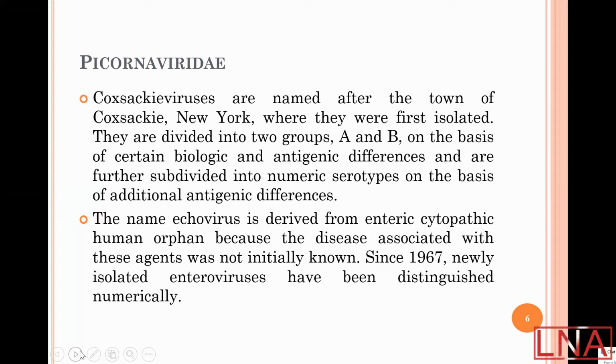The name echovirus, another group, is derived from enteric cytopathic human orphan virus, because the disease associated with this agent was not initially observed and still unknown. So we don't know where these viruses are located by many kinds of criteria, but by molecular biological data, right now we could understand where it is, but at that time we couldn't. That's why orphan. Since 1967, newly isolated enteroviruses have been distinguished numerically. And right now we also know about several serotypes, several important in epidemiology.